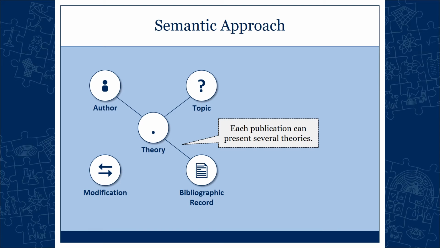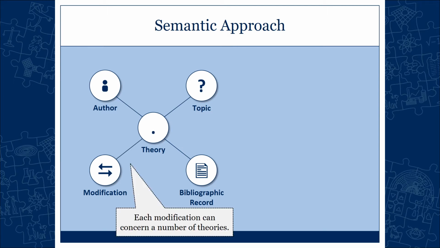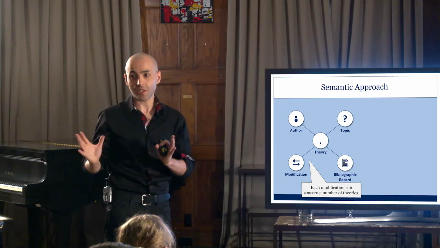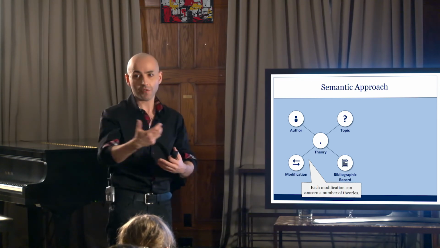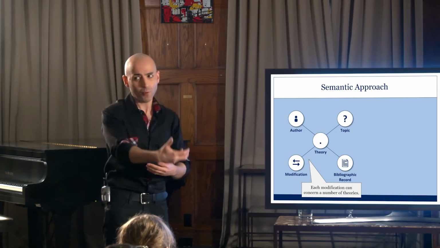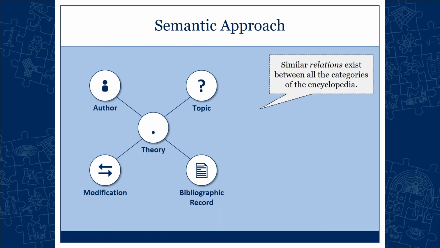Each publication can present several theories. There can be more than one theory in the same academic article or a book. Each modification can concern a number of theories. You can propose a modification when you ask the community to accept more than one theory. You can present those 2 or 3 theories as a package and say, I want you to accept this new formulation of the third law and this new definition and whatever comes with it. Similar relations exist between all the categories of this encyclopedia.